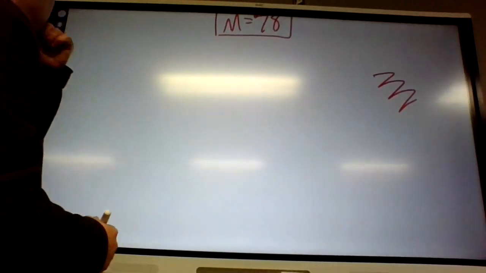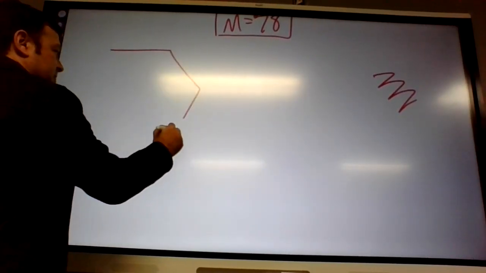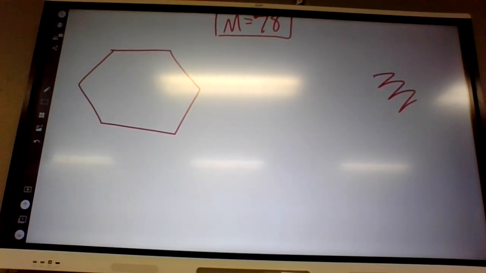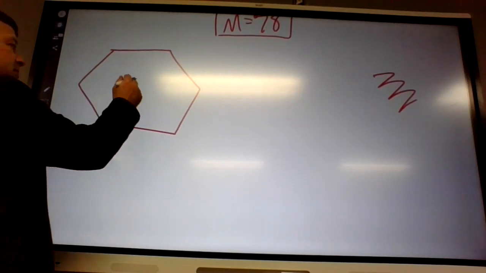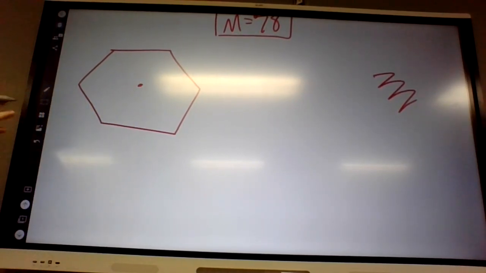Today we're talking about regular polygons. You guys remember what a regular polygon was? Means all the sides and angles are equal. So, like, we don't have a hexagon area formula, but if it's a regular hexagon, there's kind of a trick.